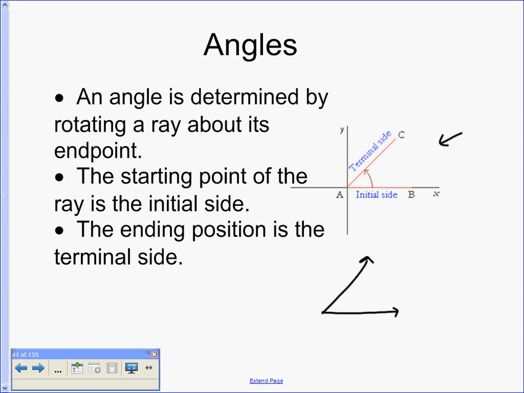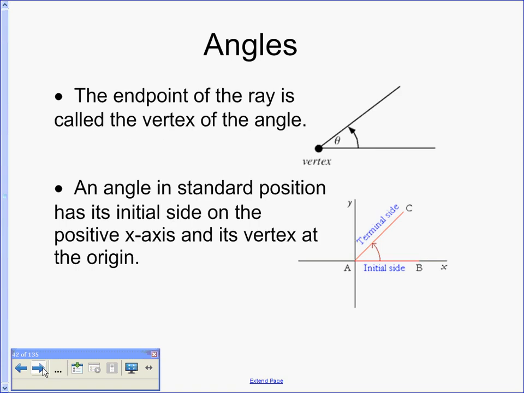That angle is said to be a rotating ray. So really what happens is, to form this angle, the bottom ray, which is your initial side, moves forward, sort of like the hands on a clock, forming your angle. And so the starting point of the ray is the initial side, okay? That's our initial side. And then the ending position, not the ending point, is the terminal side. So you can think of it as like the hands on a clock moving and forming the angles.